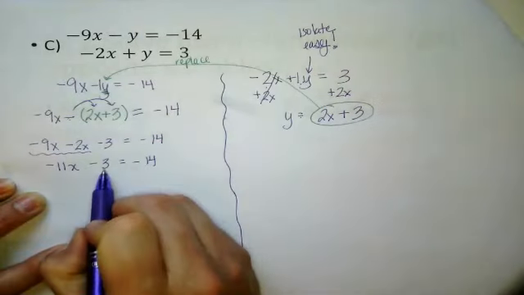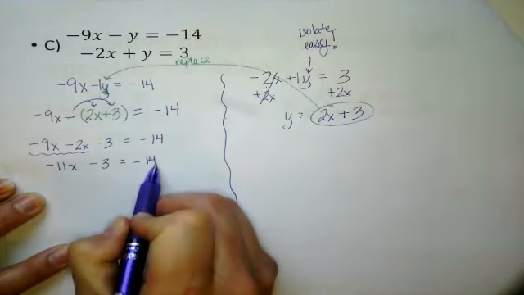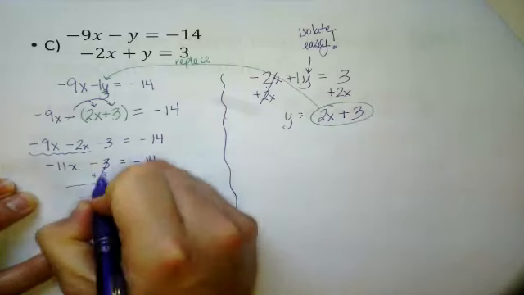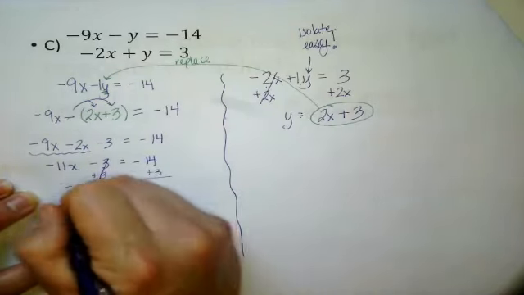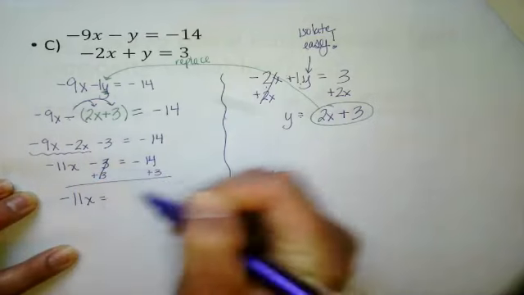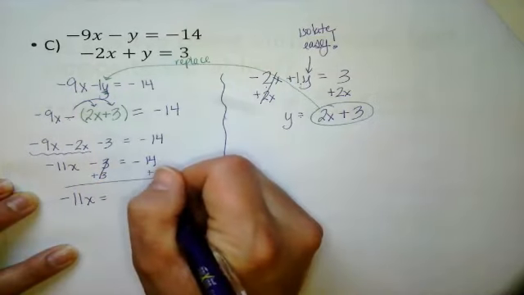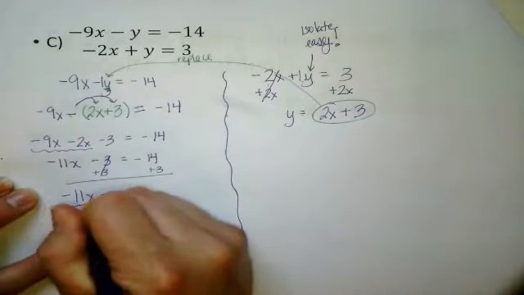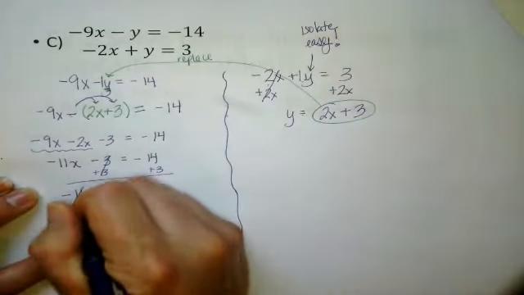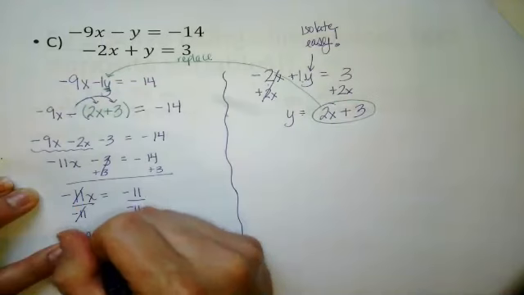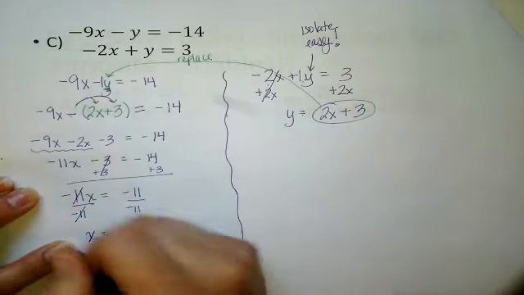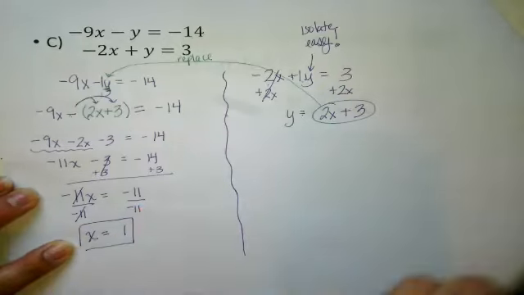And here we have a negative 3. It wants to be over here with his friend, so I'm going to add 3 to both sides, do the opposite. So we have negative 11x equals negative 14, and a positive 3 is negative 11. I'm going to divide both sides so I can isolate my x, and I get x equals positive 1. Negative divided by negative is positive 1.